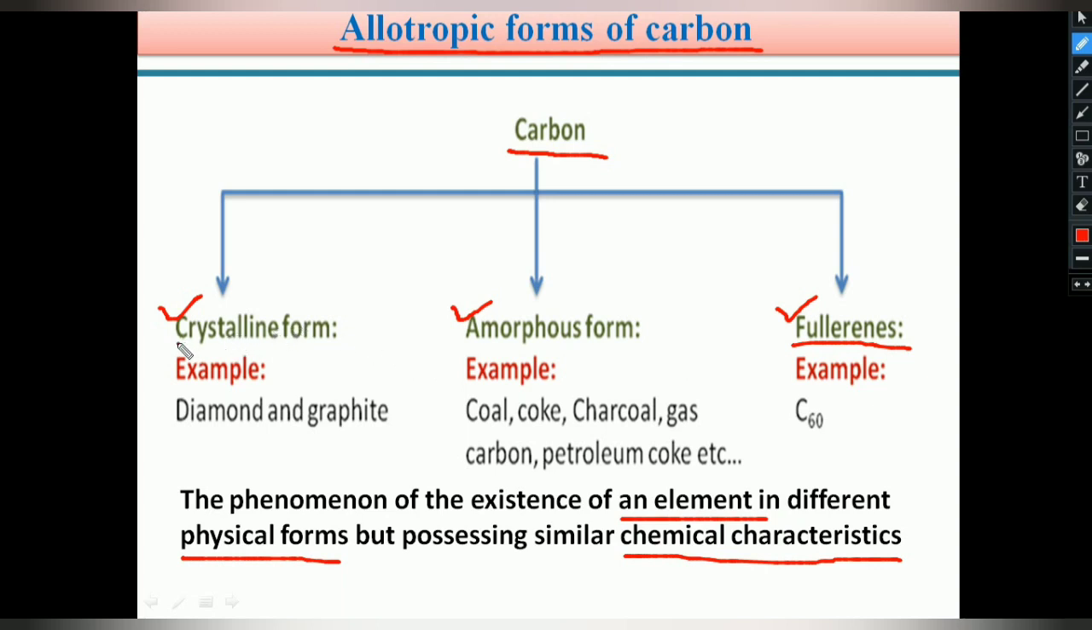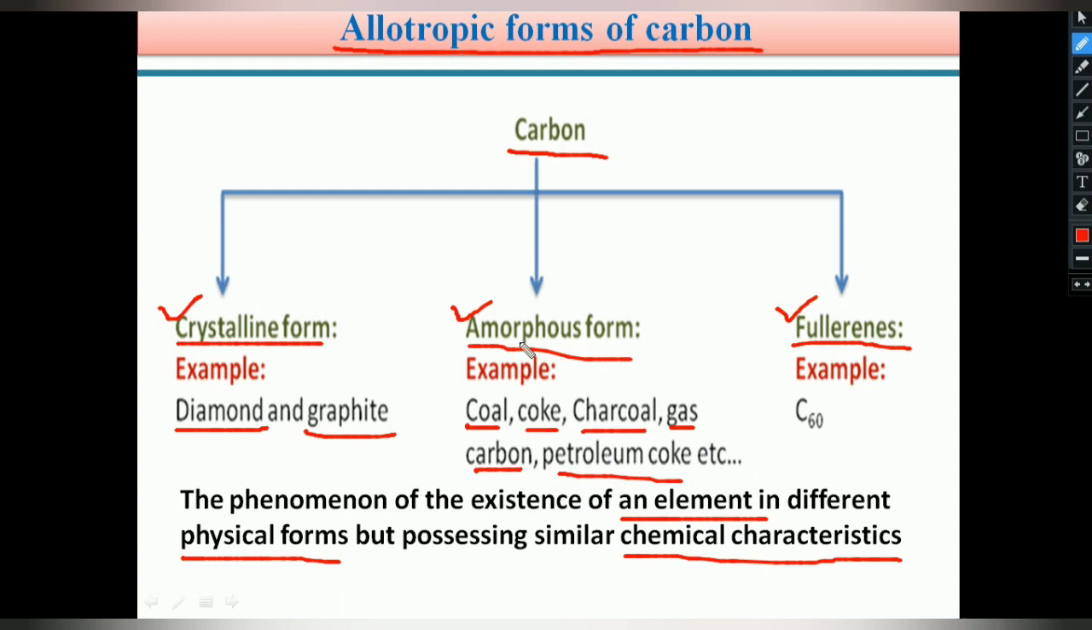The examples for crystalline form allotropes of carbon are, as we know well from our high school studies, the structure of diamond and the structure of graphite. Diamond and graphite are the crystalline forms of carbon. Next, in the amorphous form of allotropes, we have coal, coke, charcoal, gas carbon, petroleum coke, etc. These are the amorphous types of carbon.